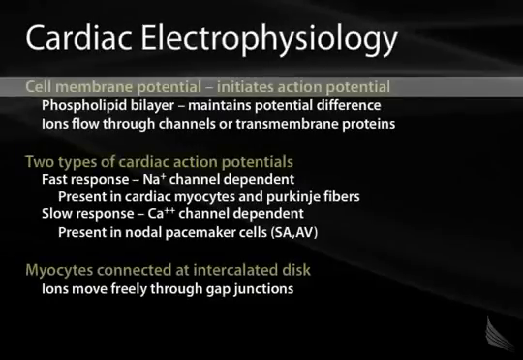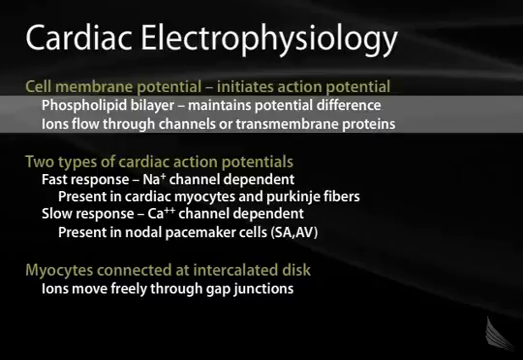The reason that cardiac cells are able to generate a membrane potential, or a change in the charge from the inside to the outside of the cell, is because they have a phospholipid bilayer. This phospholipid bilayer generates resistance between the inside and the outside of the cell and maintains a potential difference. This means that positive charges are shuttled outside of the cell and negative charges are kept inside the cell.